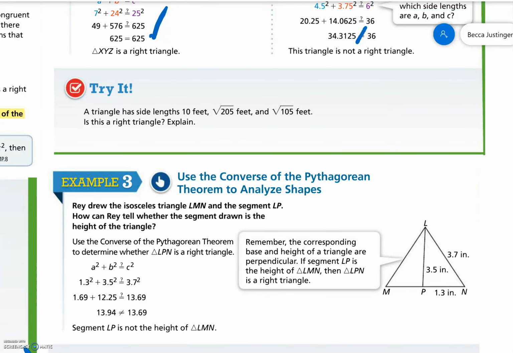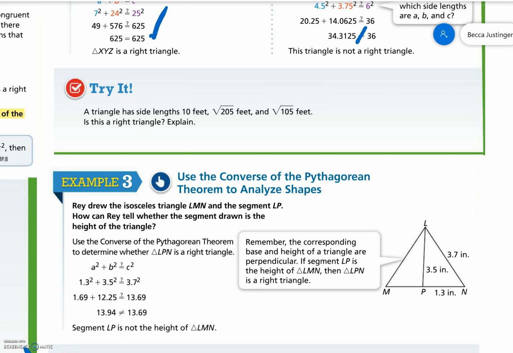Let's try it. A triangle has side lengths of 10 feet, square root of 205 feet, and square root of 105 feet. Is this triangle a right triangle? Explain. Well, before we can do that, we have to figure out which side is the longest. I know what 10 is, but I don't know off the top of my head what square root of 205 is. So I get my calculator.